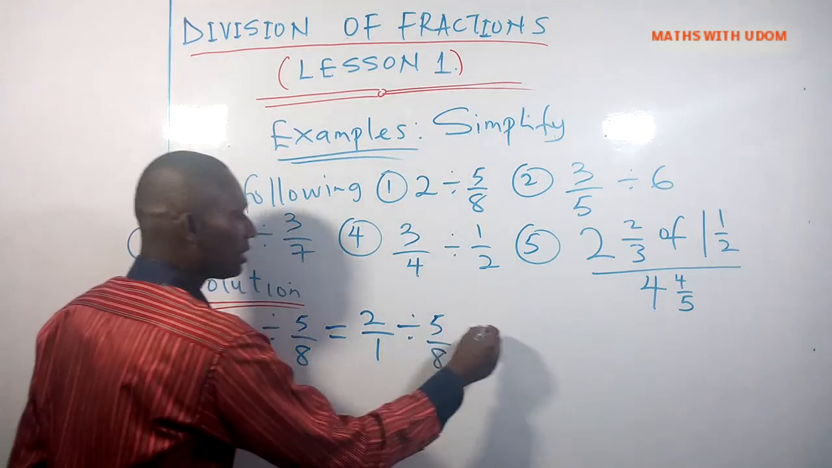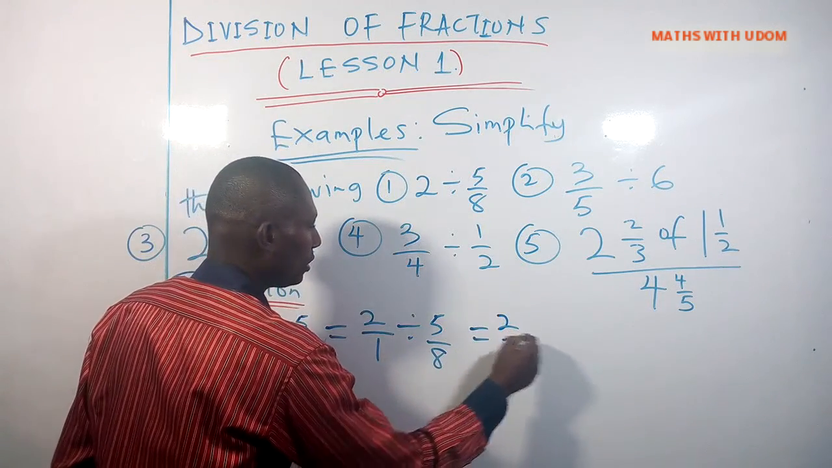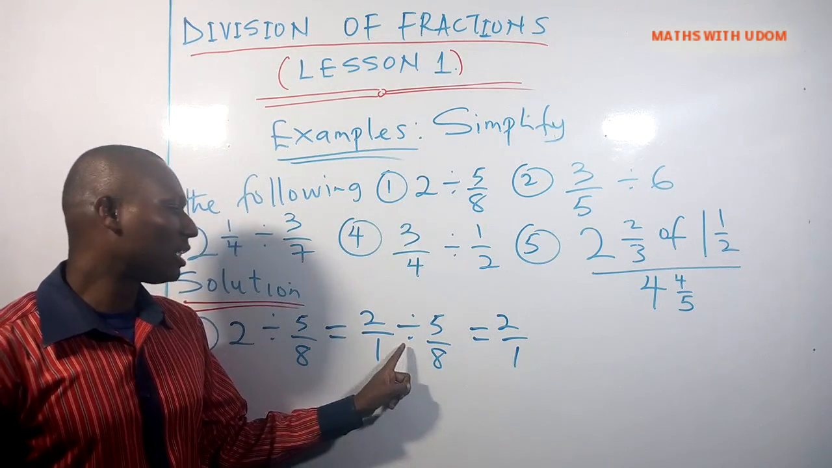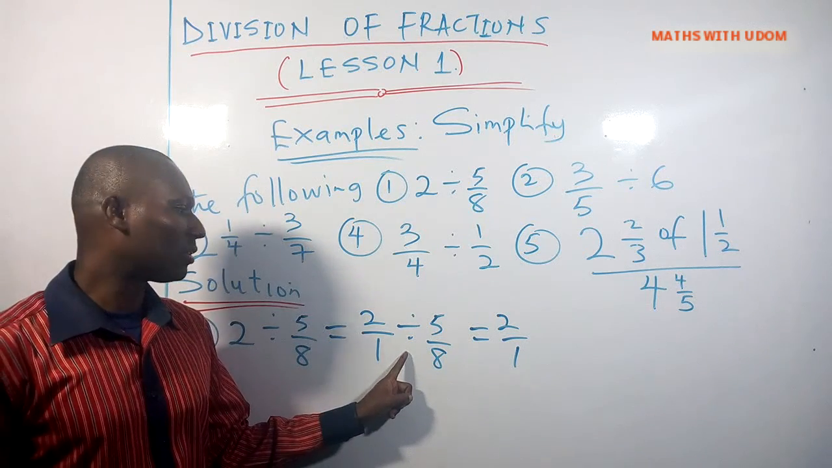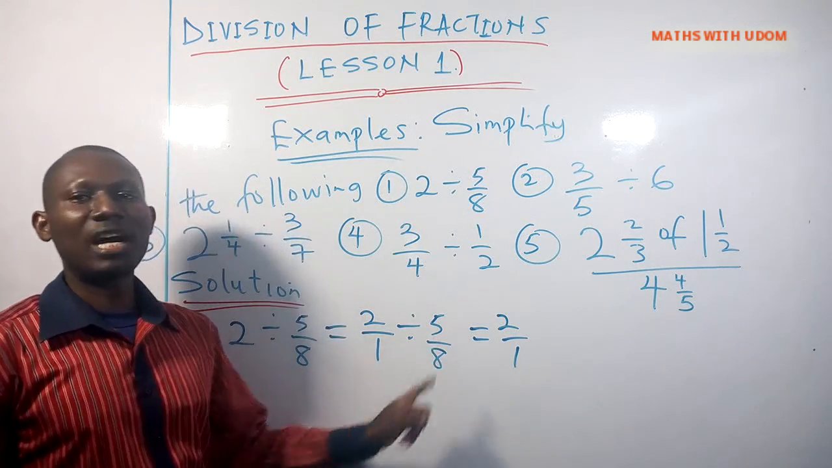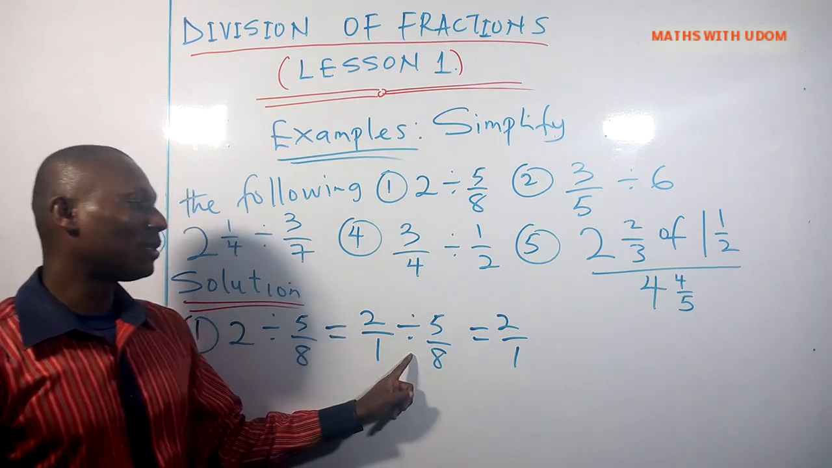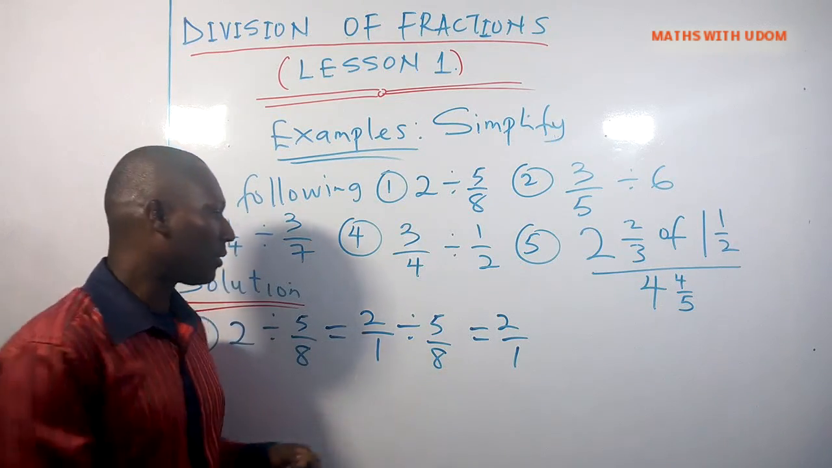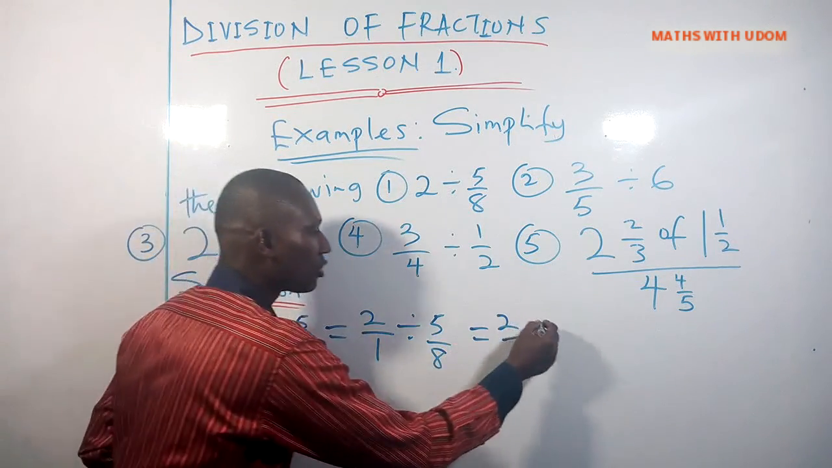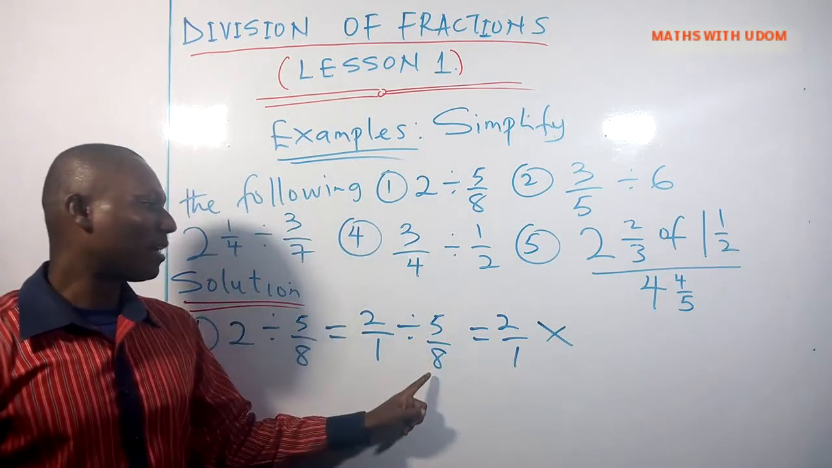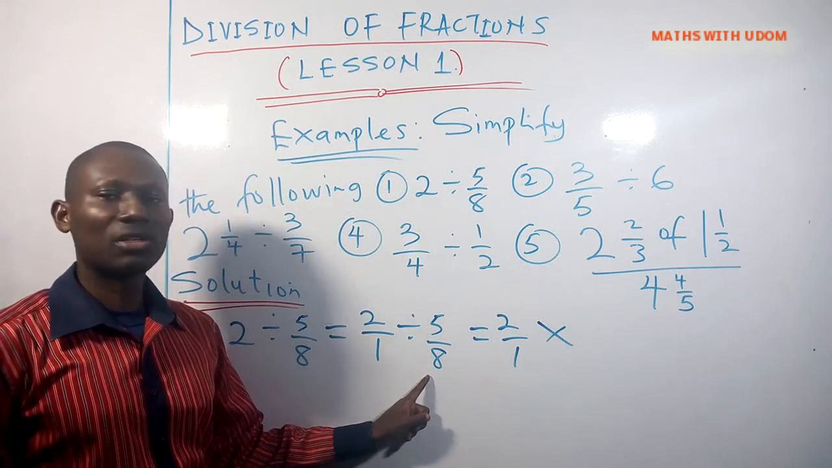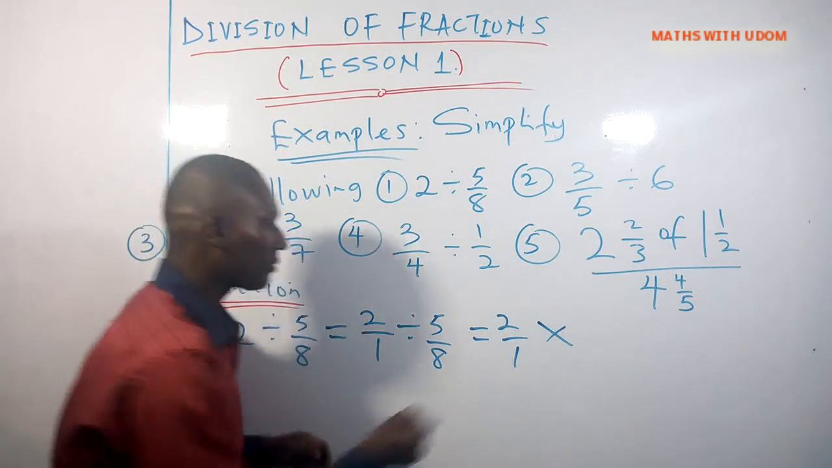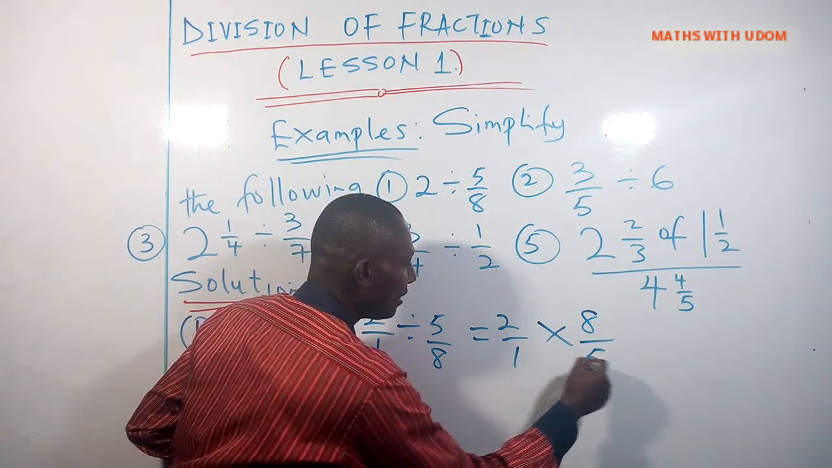Okay? So this gives us 2 divided by 1. Once the division sign changes to multiplication, then what happens? You reverse the fraction. Just as I said earlier on, to divide by a fraction, simply multiply it by its reciprocal. Okay? So once the division sign changes to multiplication, you multiply by the reciprocal of 5 over 8. What is the reciprocal of 5 over 8? 8 over 5. That is 8 divided by 5.